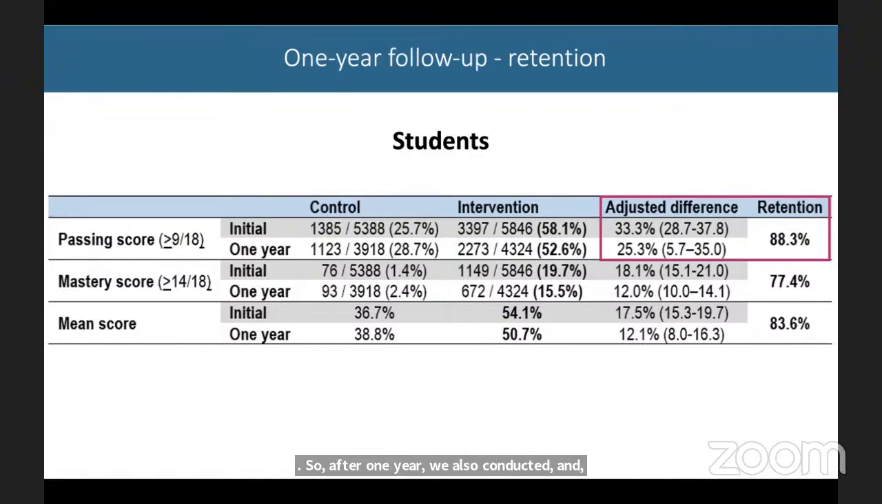So after 1 year, we also conducted the same evaluation as we did after 1 term. And we've also found that after 1 year, 25% more students in the intervention had a passing score, and the retention was at 88.3. Similarly, also 12% of students mastered the score, and the retention rate was at 77.